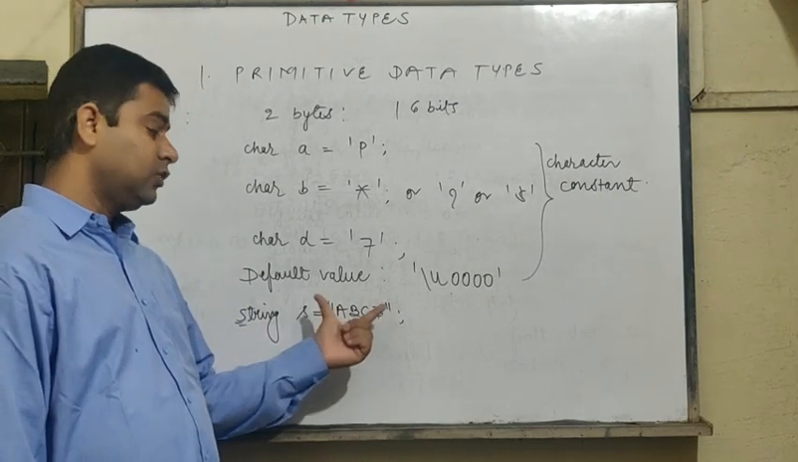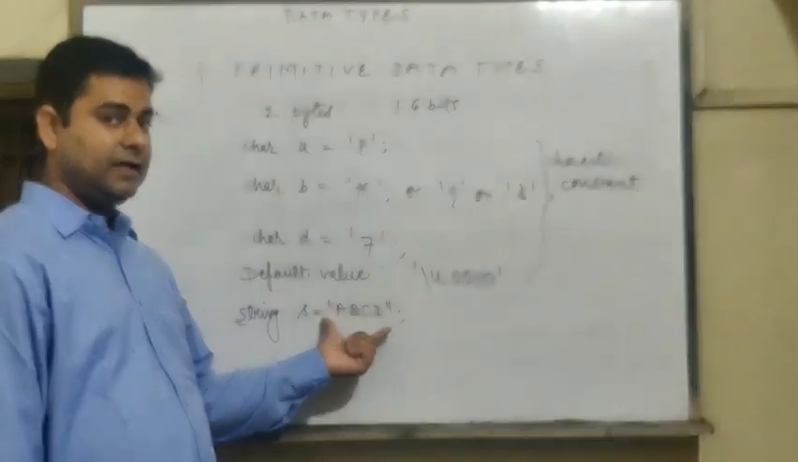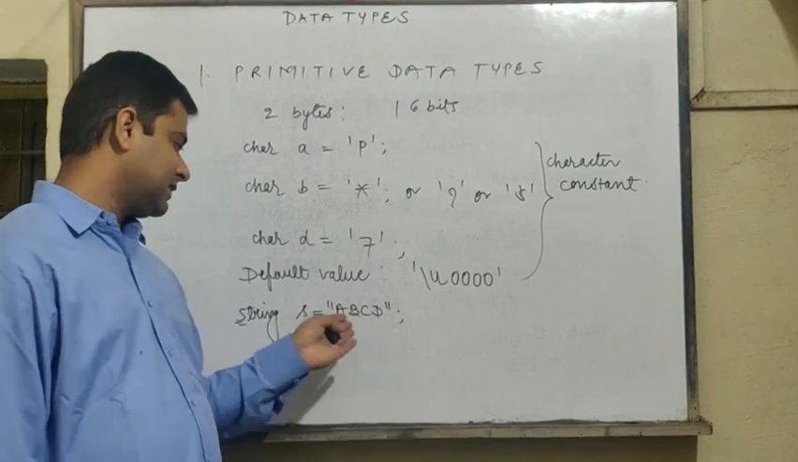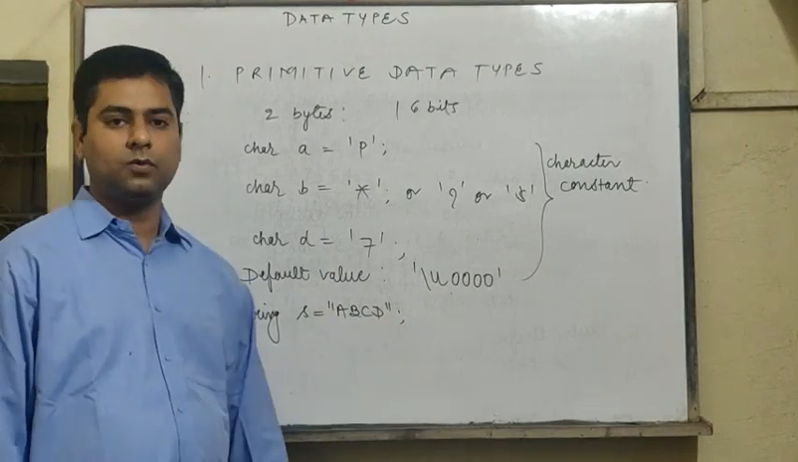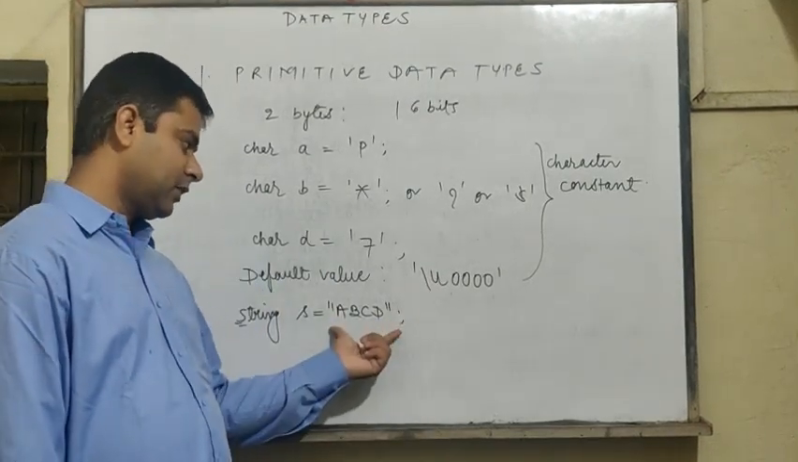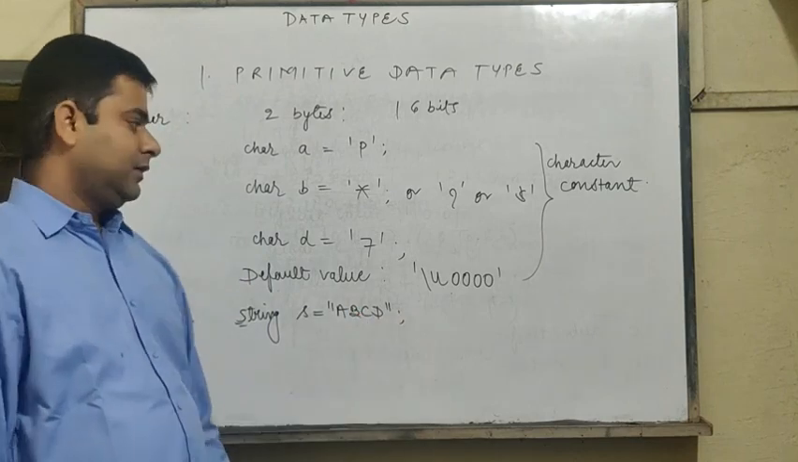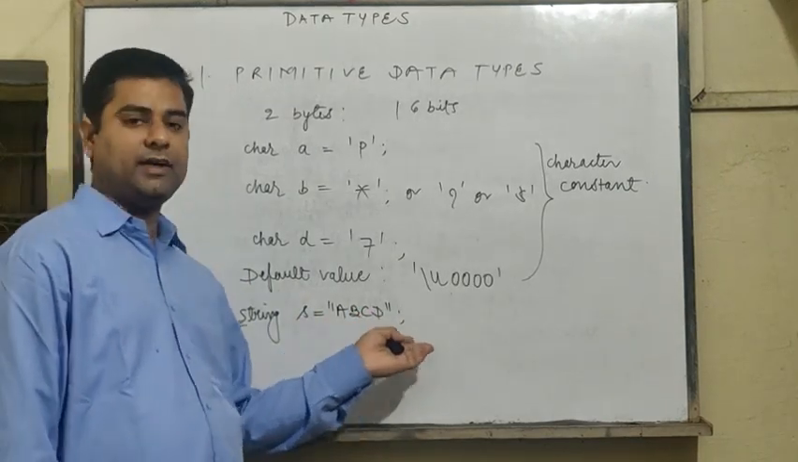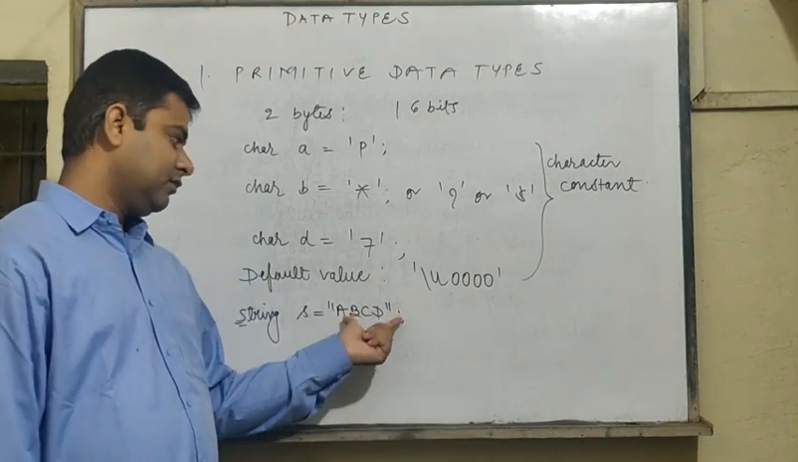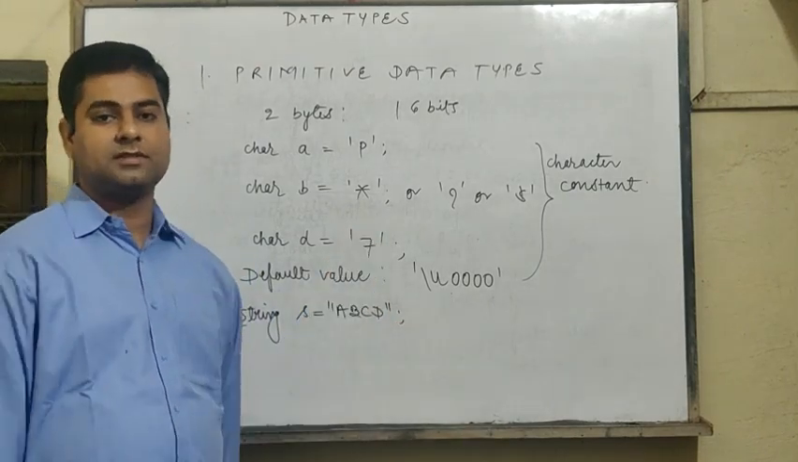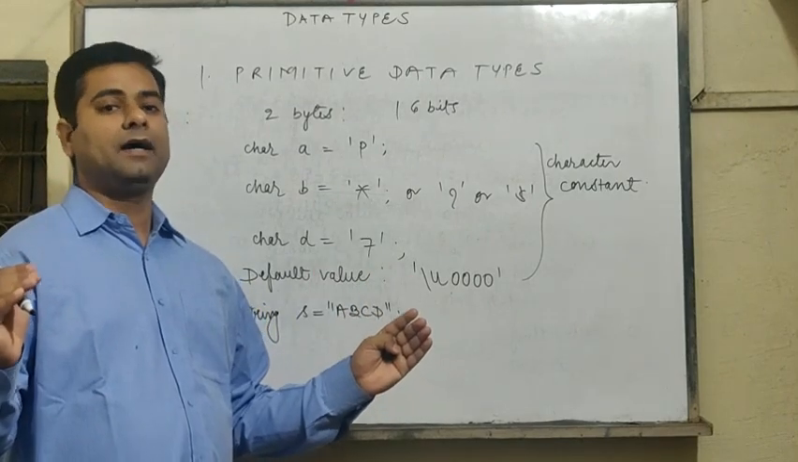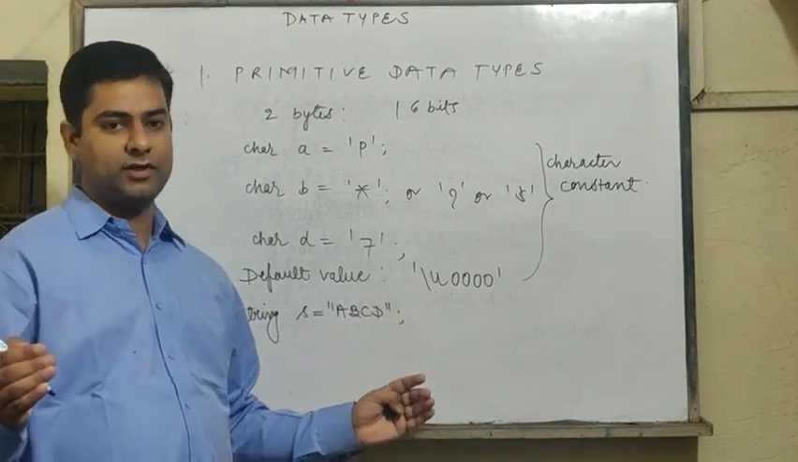You cannot write a single quote, because that will become a character constant. So to store more than one character in a string, we always write double quotes. This will be known as string data. Those characters which are enclosed within double quotes are known as a string.